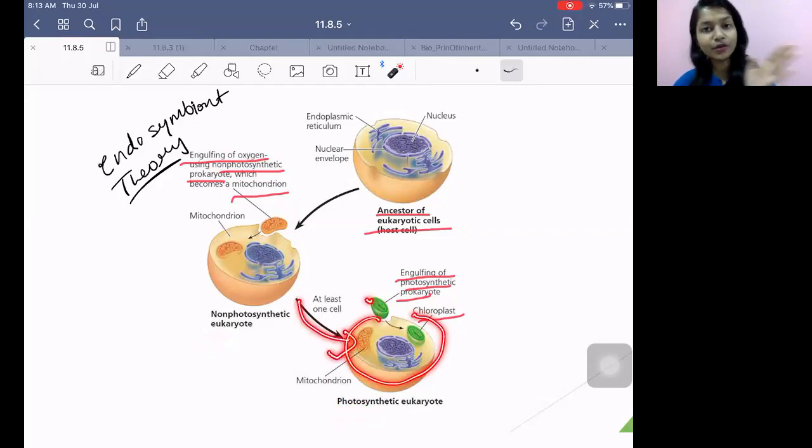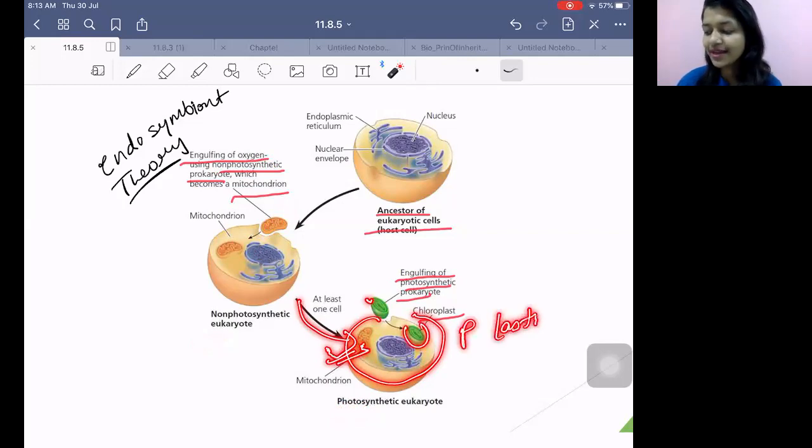Then another cell, which is photosynthetic in nature, got both. It took a non-photosynthetic prokaryote and made it mitochondria. It took a photosynthetic prokaryote and made it plastids. The plastid which has chlorophyll and does photosynthesis is called chloroplast. This is how the endosymbiotic theory is justified for mitochondria and plastids.